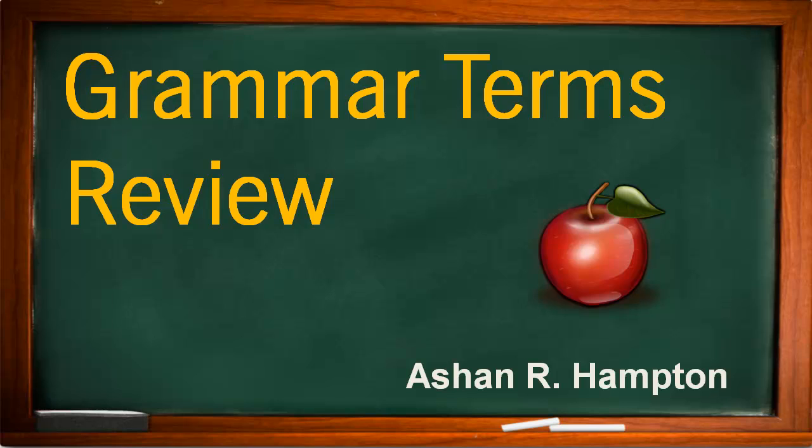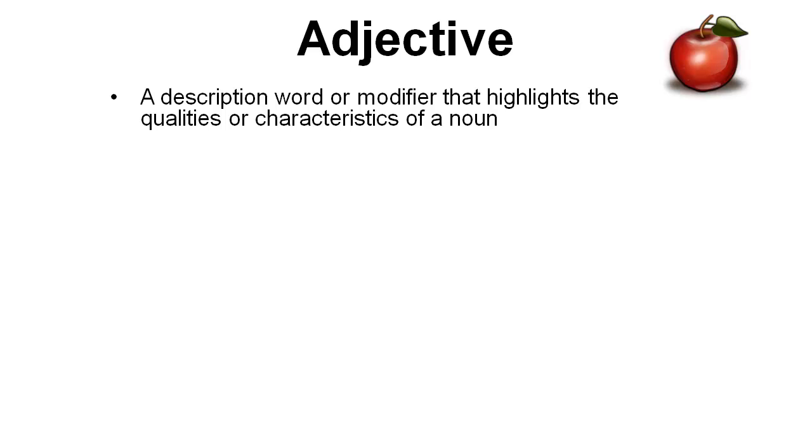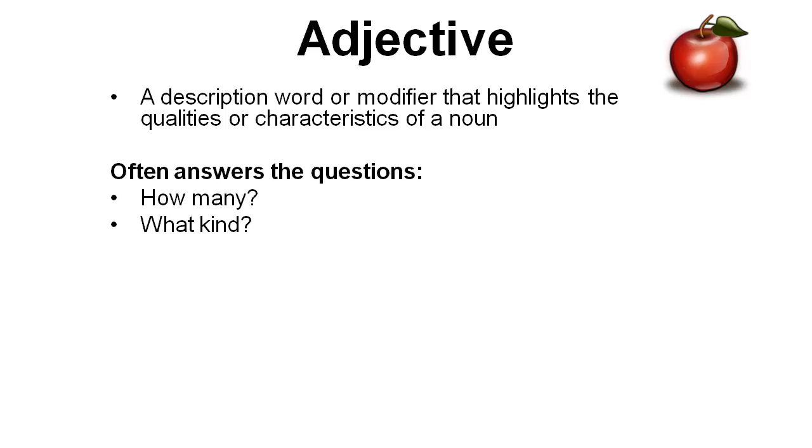Yes, we are going back to the blackboard with our grammar terms review, also called parts of speech. So let's get started. Let's start with the adjective. An adjective is a description word or modifier that highlights the qualities or characteristics of a noun. They often answer the questions how many or what kind.